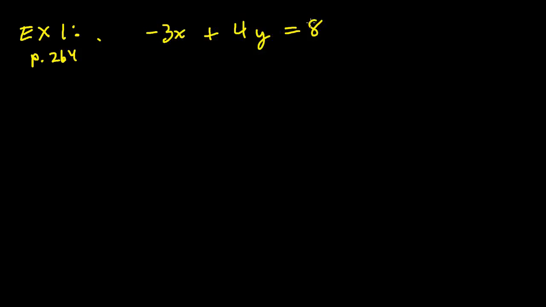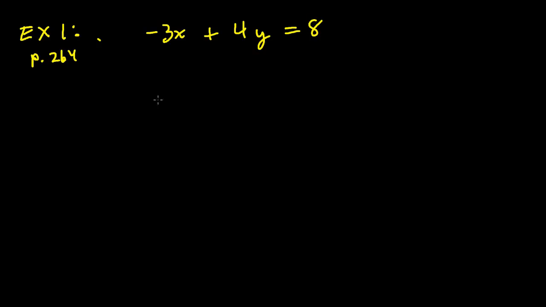This is example 1 on page 264. Please look along because the textbook has a lot of graphing aids and visual aids that I can't replicate here. Example 1 on page 264. They give us a line in what we call standard form. Standard form is ax plus by equals c. In other words, a multiple of x plus a multiple of y equals some constant.